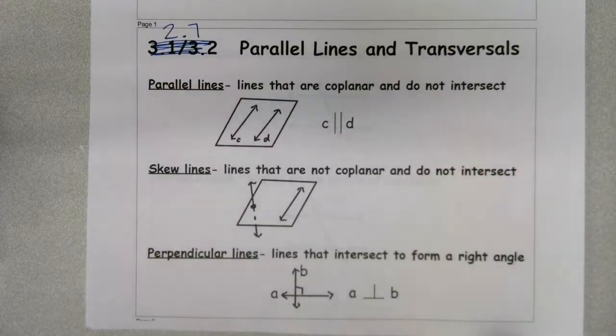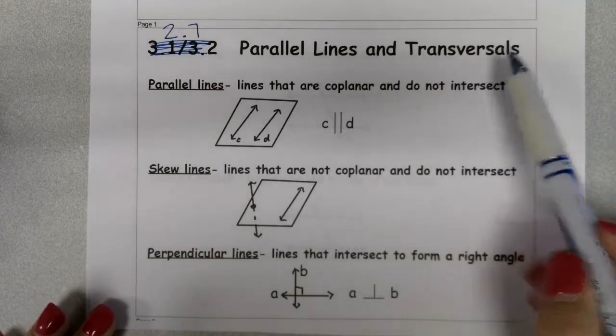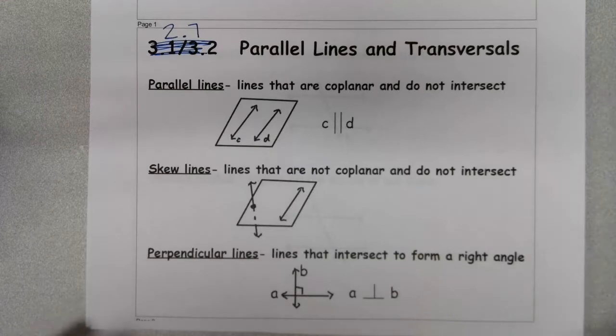We're going to look at 2.7. So we're looking at parallel lines, and then we have these things called a transversal. A transversal is something that just cuts through 2 parallel lines. So we'll see that in a little bit.